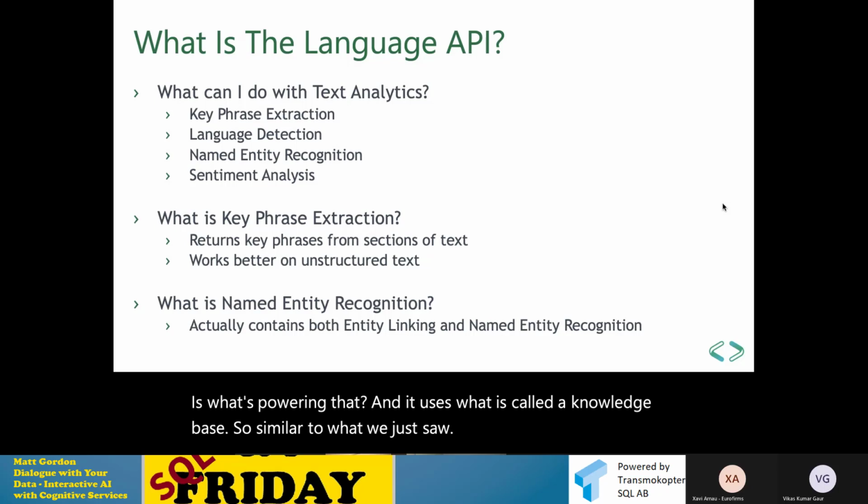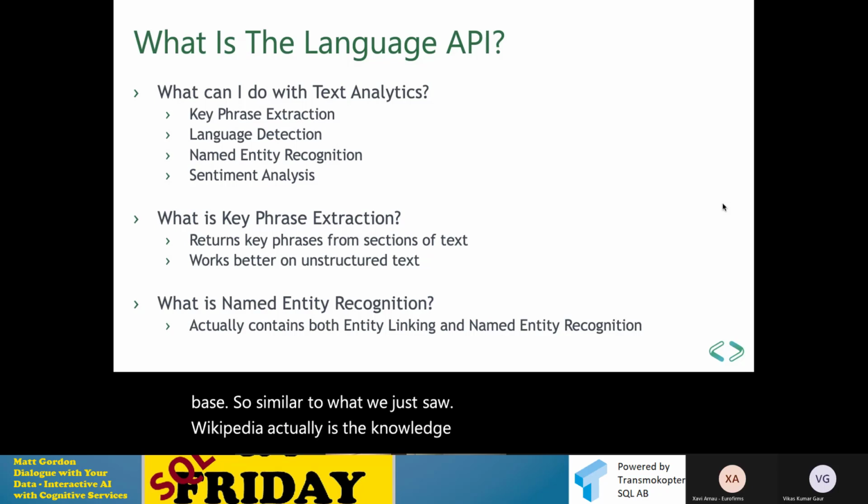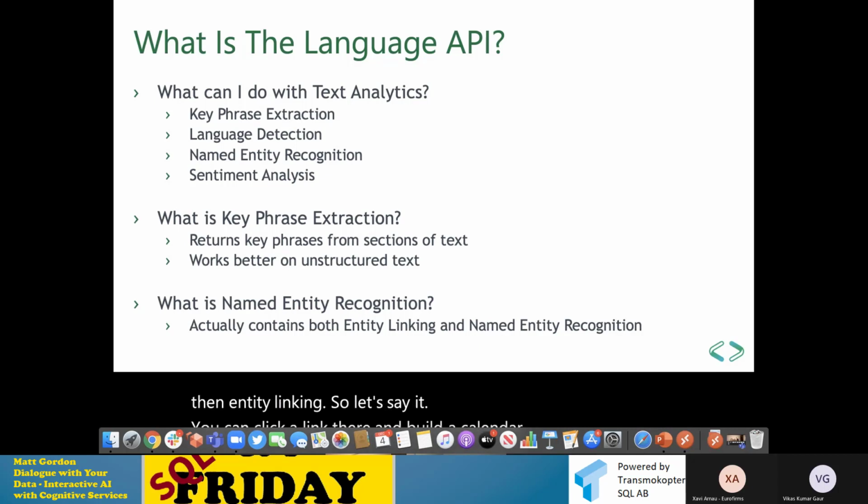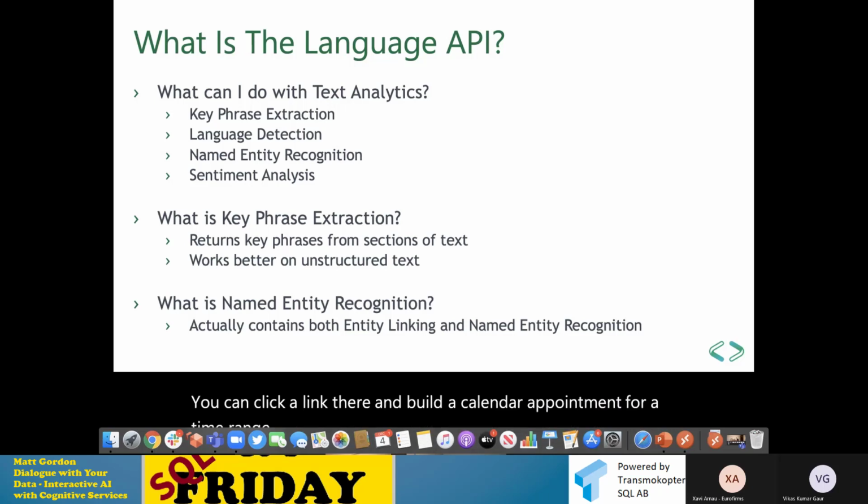Wikipedia actually is the knowledge base of choice for that. And so what happens is it will identify and classify different entities in text. Then entity linking, so let's say you can click a link there and build a calendar appointment for a time range, or get exchange rates on currency, or click a link to go to a site for more information about the entity that's highlighted there. Entity linking is what makes that go.